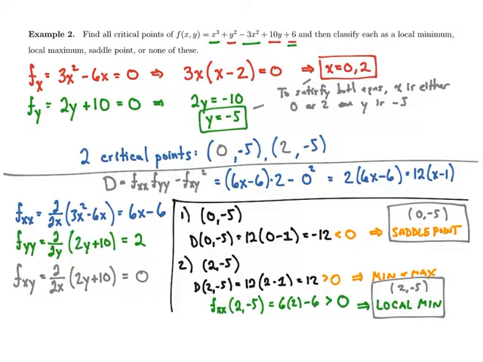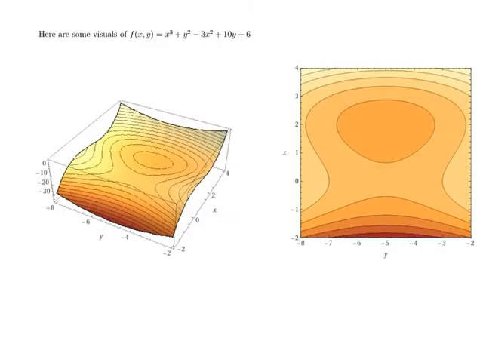Let's look at some visualizations of this function to kind of see where those 2 points will come from. So here's our function, and we have a contour diagram on the right, and then the actual function itself in 3D, where the contours are given on the function. We have a local min at 2, negative 5, kind of right in the middle of that contour, and that's going to correspond to the lowest point right there in the actual function. It's that point right there.